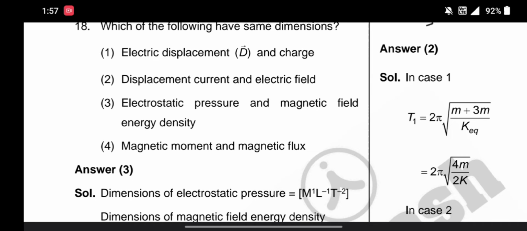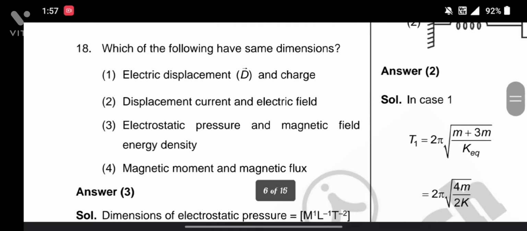Now moving on, let us move on to our next question. In this question, they ask which of the following have the same dimensions: electric displacement D and charge, displacement current and electric field, electrostatic pressure and magnetic field energy density, or magnetic moment and magnetic flux.